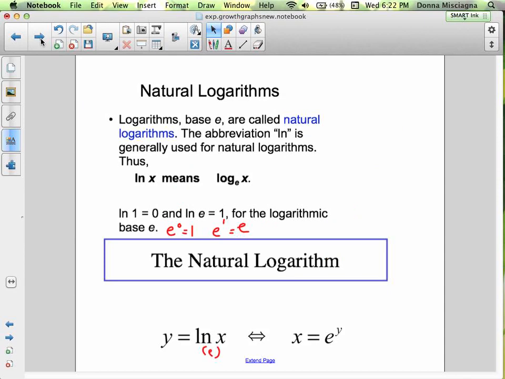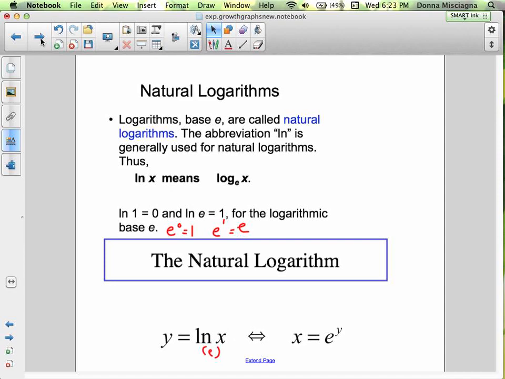So we would say natural log. Other countries would say log natural, right? The abbreviation LN, that's an L and an N, is generally used for natural logarithms, logarithm natural. So LN x means log base e of x, but we don't say log base e of x, we just say natural log of x, all right? So now you get another vocabulary word, natural log of x.